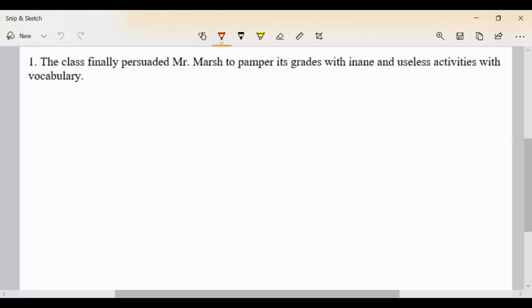When I'm looking at this, I'm trying to figure out where I want to start. I know that's intimidating. So as you're working on your quiz, think about, okay, find just some things you can anchor to. Here is this infinitive. So I'm like, okay, here's an infinitive, which makes a little phrase, to pamper its grades with, and then it goes into a prep phrase, inane and useless activities with vocabulary. All right, but I do know that this infinitive is definitely going to have to be a noun. But I also have Mr. Marsh as a noun, and then I have a verb, persuaded, and then I have class, which is also a noun. All right, well, that's a good place to start. Just kind of seeing things in big chunks is a great way of beginning these things.